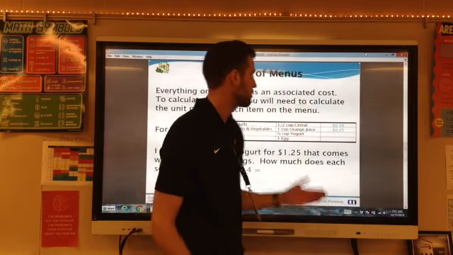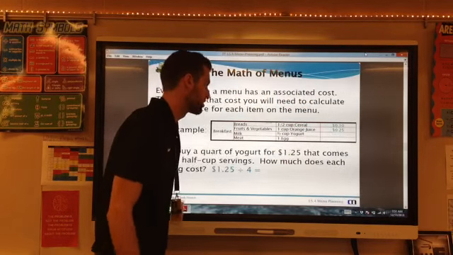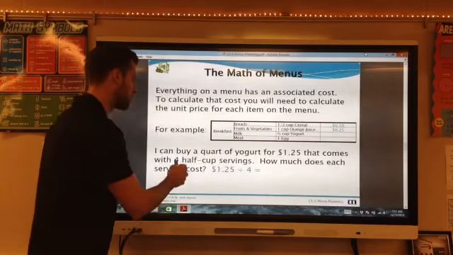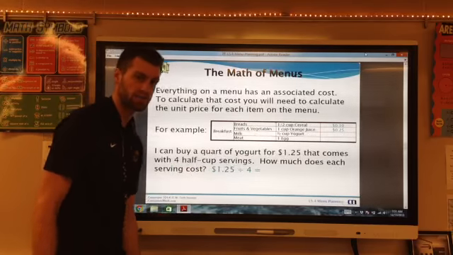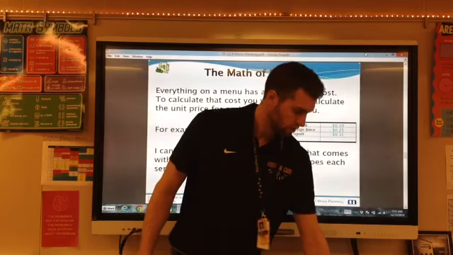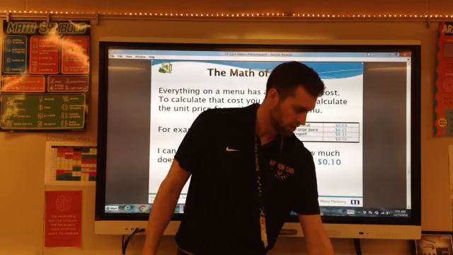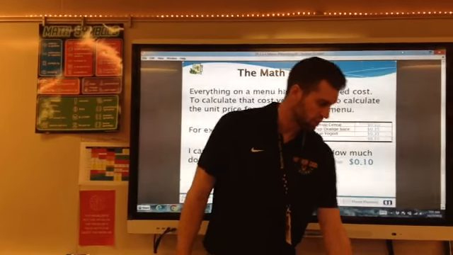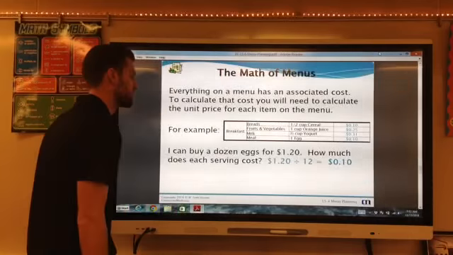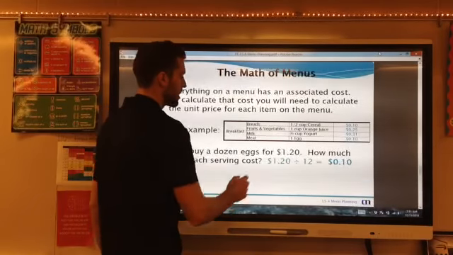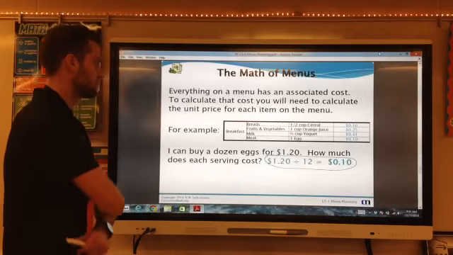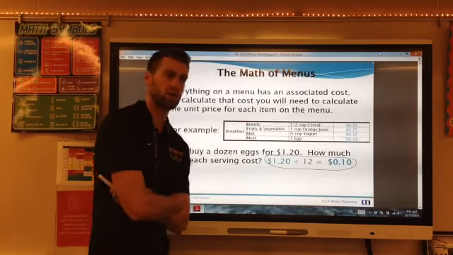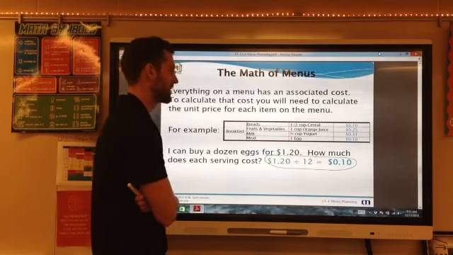Okay, and we're going to continue this down for our half cup of yogurt. $1.25 comes in 4 half cup servings. So if we have a half cup, we're going to simply divide to find that unit rate. Alright, that's 31 cents. And then our egg is going to be 10 cents if I can buy a dozen eggs for that $1.20. There's the math right there to find the unit rate per cost of 1 egg.